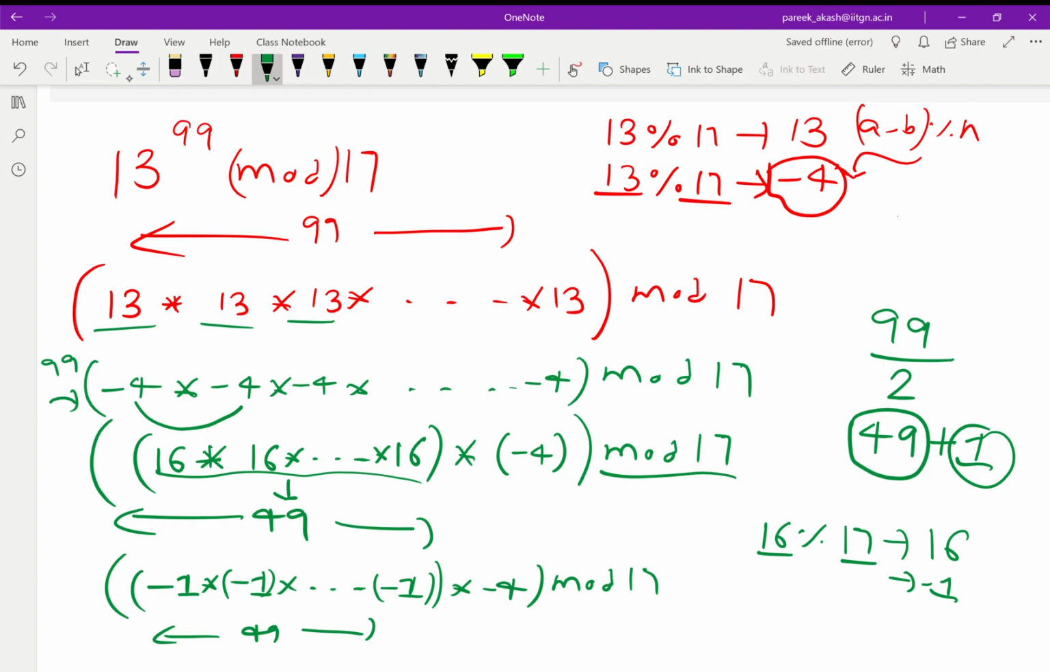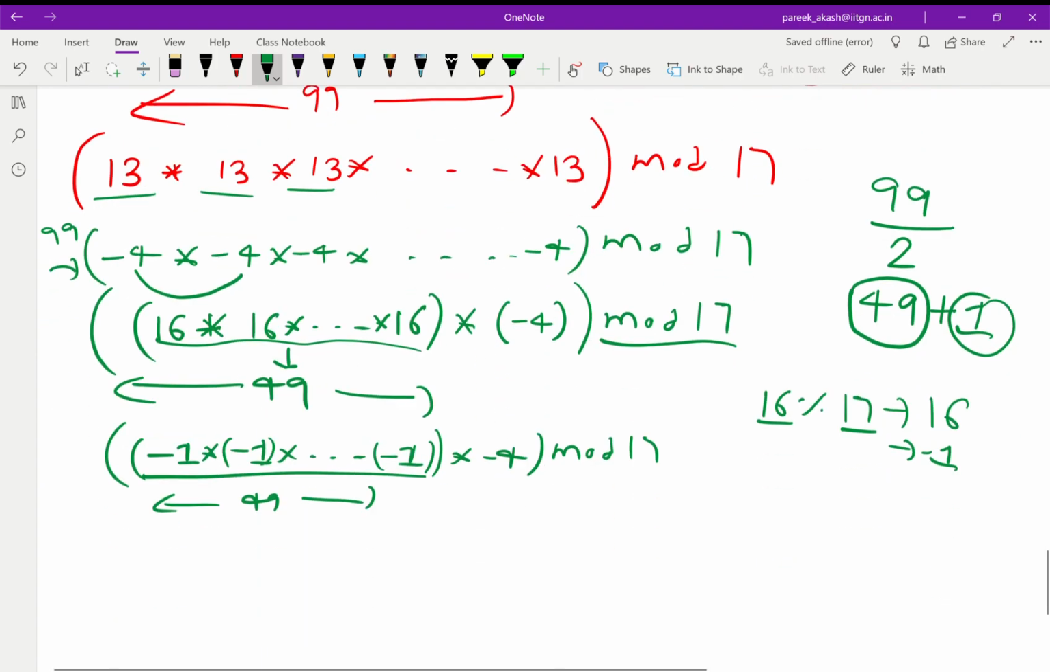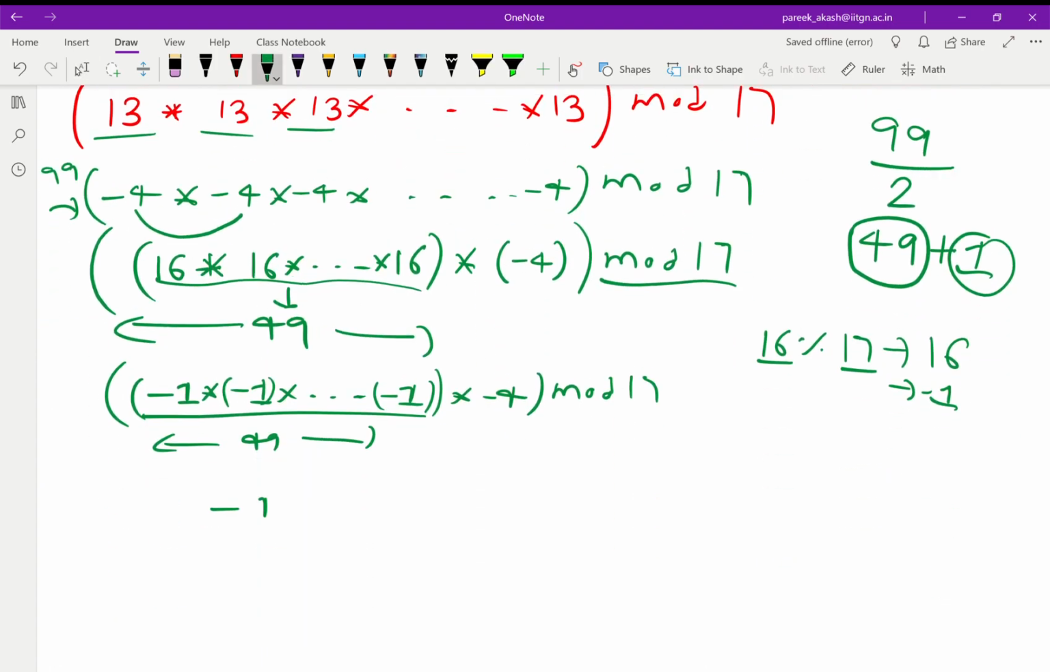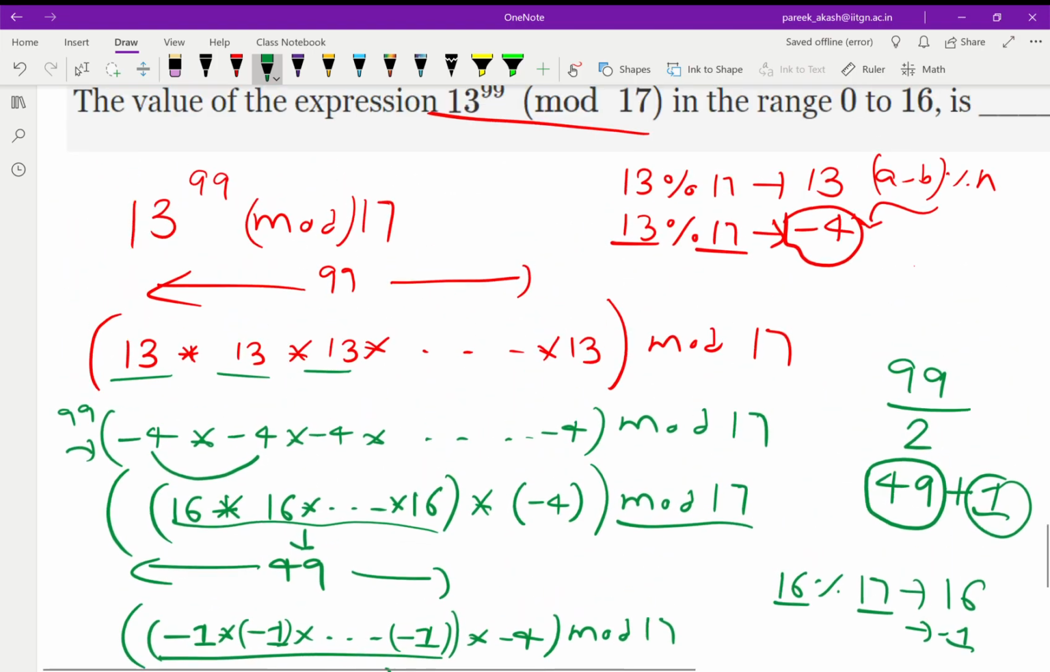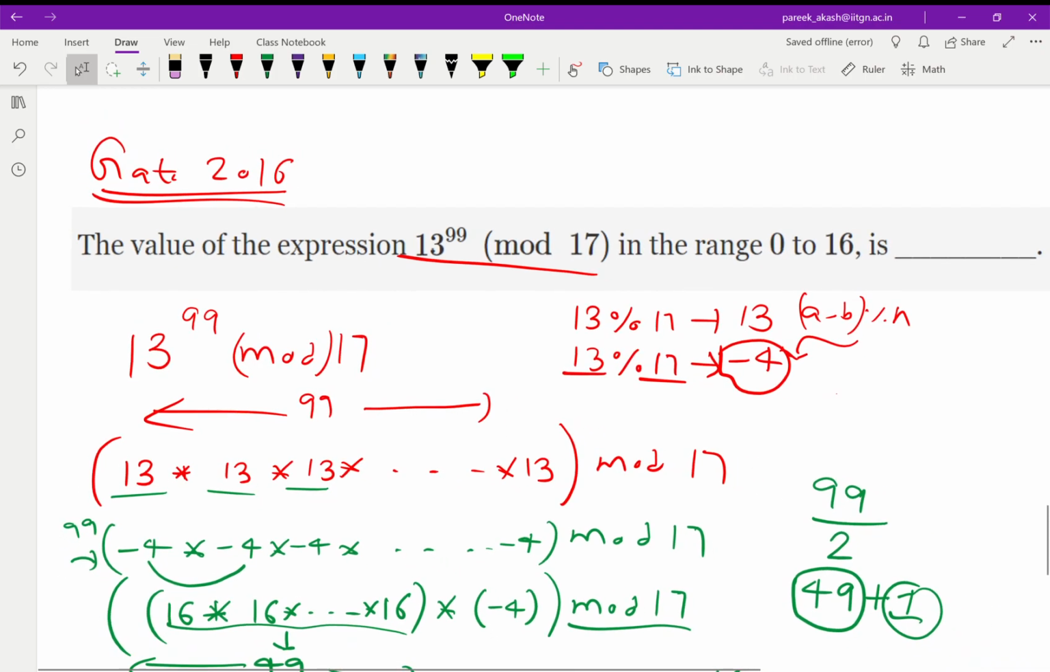We know that if we multiply minus 1 an odd number of times, we get minus 1 only. So it comes down to minus 1 into minus 4 mod 17, which is 4 mod 17, which we can write as 4. So the answer to this question, which asks for a value in the range 0 to 16, meaning a positive number, is 4. So the answer is 4.